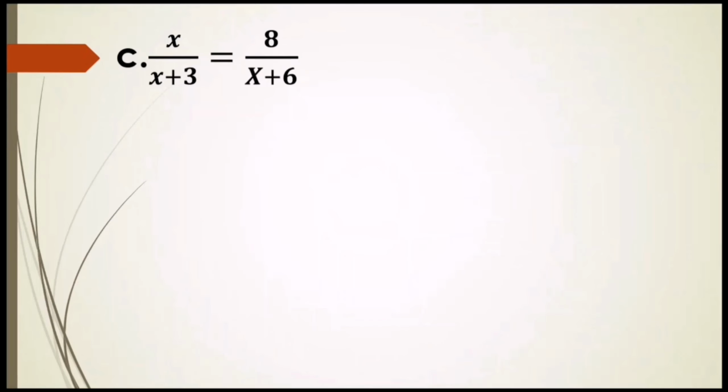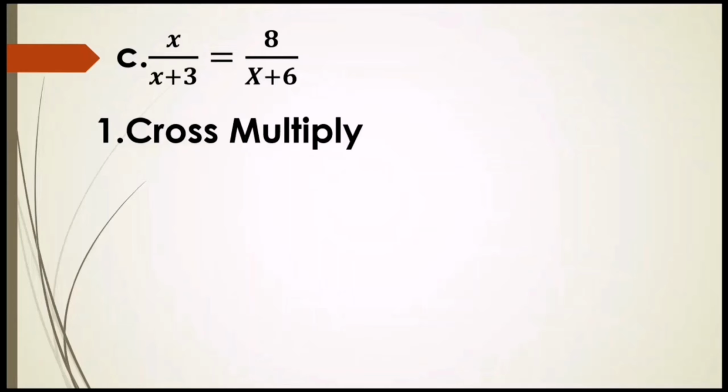Okay, let us now proceed with our next example, which is probably the last example. x all over x plus 3 is equals to 8 all over x plus 6. This is the type of equation, fraction is equals to fraction. We can easily solve this by cross multiplication, instead of getting the LCD, right? So let us try to cross multiply.